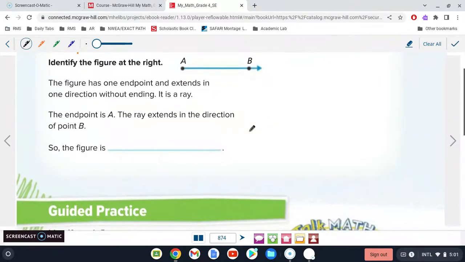Example 3 says identify this figure that has a dot and then an arrow. That's called a ray. And you can either call it ray AB, or you can abbreviate it AB with a line above it and nothing at the end of one, and then an arrow on the other side.